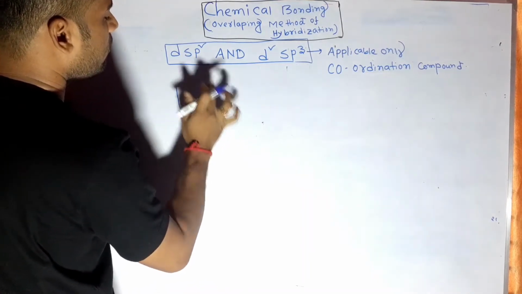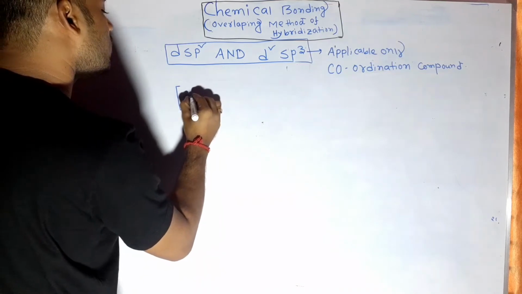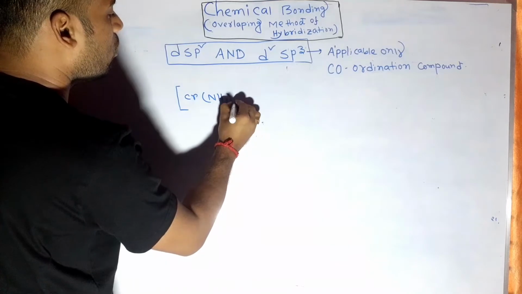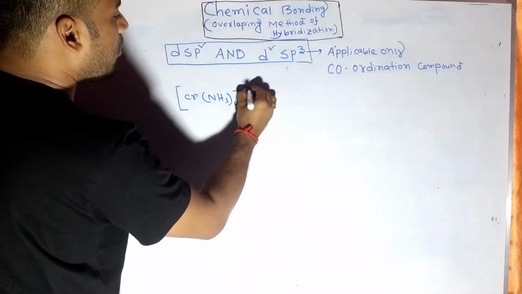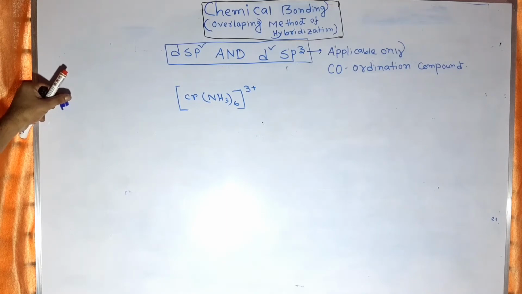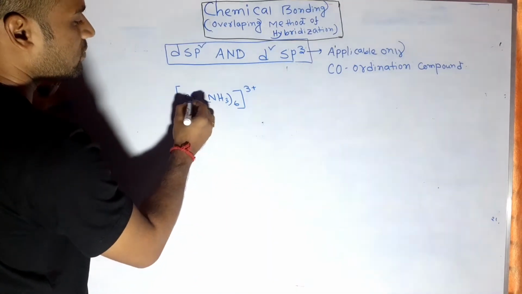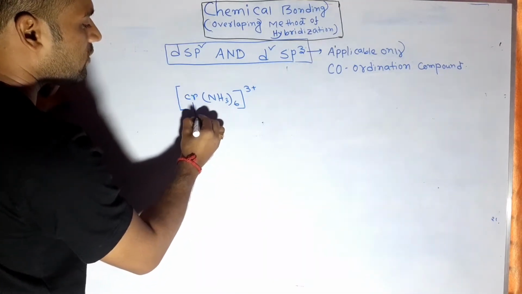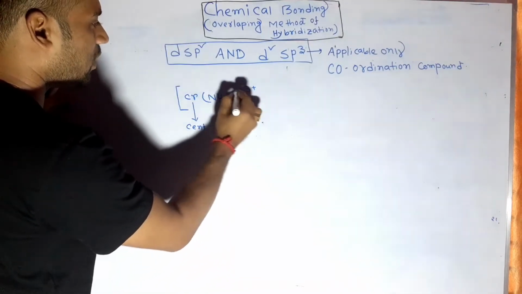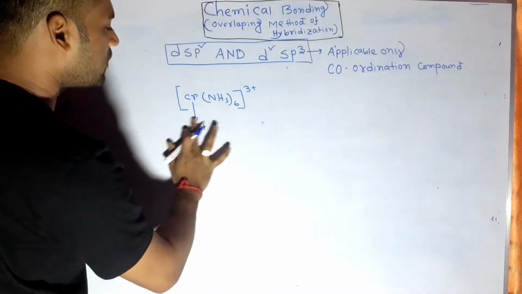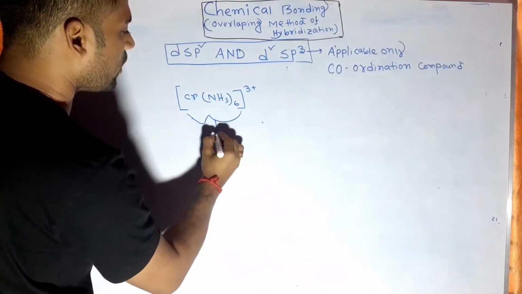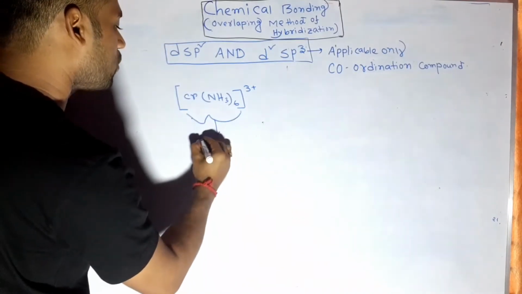Suppose we consider [Cr(NH3)6] 3+. The third bracket indicates the coordination compound. In a coordination compound, the first atom is known as the central atom. The sphere inside the third bracket is known as the coordination sphere.